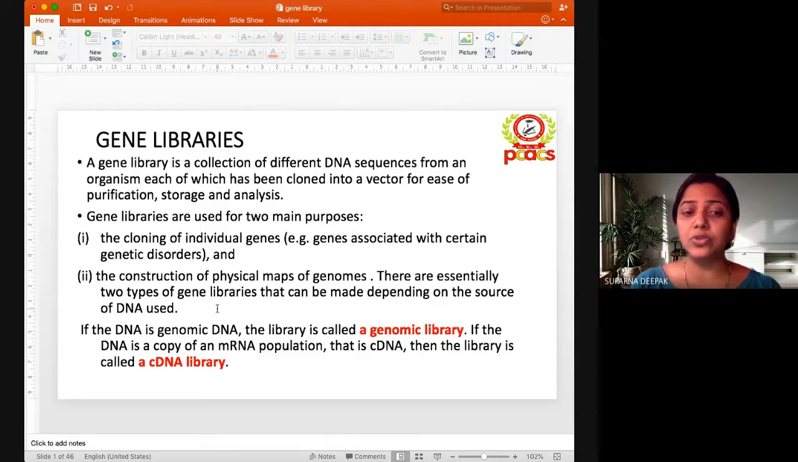Essentially, two types of gene libraries can be made, depending upon what source of DNA you are using. Either you can directly take your genomic DNA, so that would be called your genomic library, or else you take the DNA as cDNA, not the direct genomic DNA. What is cDNA? You isolate the mRNAs, and then the mRNA is reverse transcribed into cDNA. That is called your cDNA library.